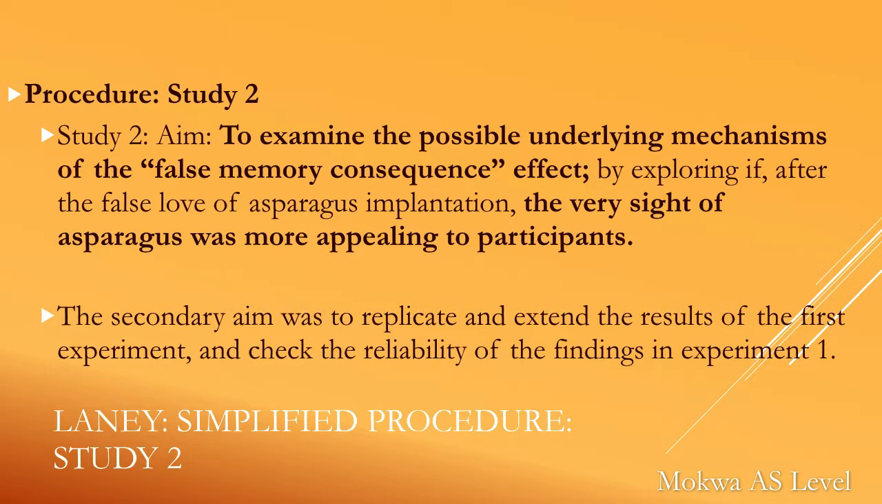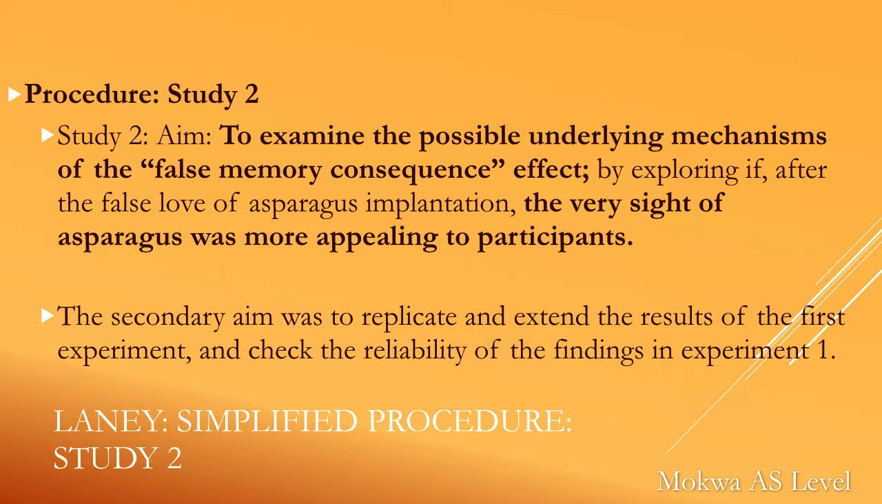Okay, everyone, we should be on slide 16, procedure of study 2. Here's where we are going to take what we had in AIM 1, and we are going to expand upon it. Okay? We already implanted the false memory. Now we want to see if just the sight of asparagus is more appealing to the participants. Okay? If that false memory has been implanted.